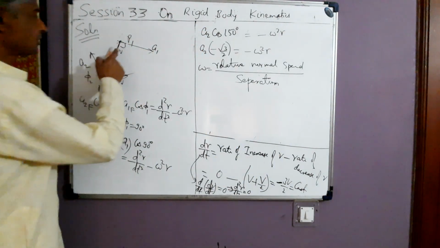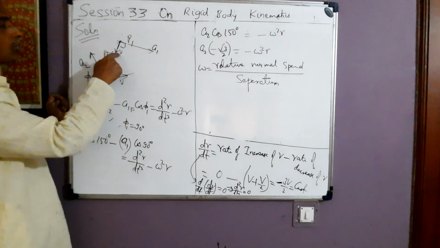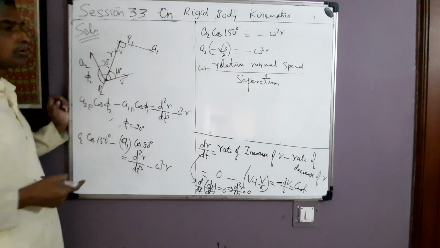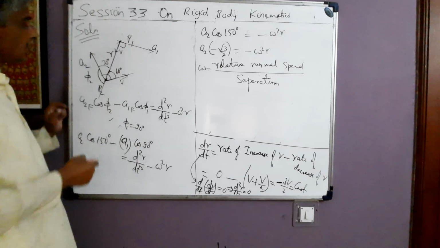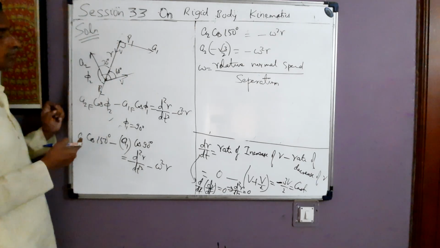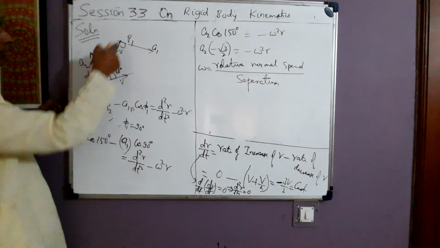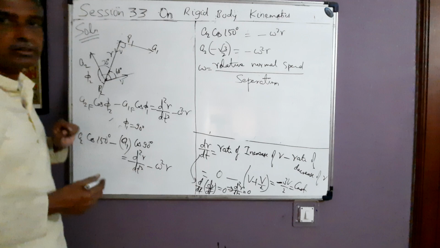Now what is the normal speed? V is along this line P1P2 itself. The component of v normal to P1P2 is 0. So the normal speed of P1 is 0. What is the normal speed of P2? It is the component of v normal to this line. Now v makes an angle of 60 degrees with this line. So the component of this velocity normal to the line P1P2 is v sin 60 degrees.